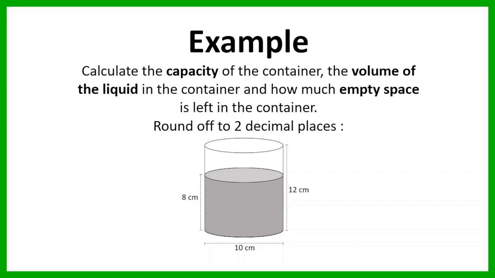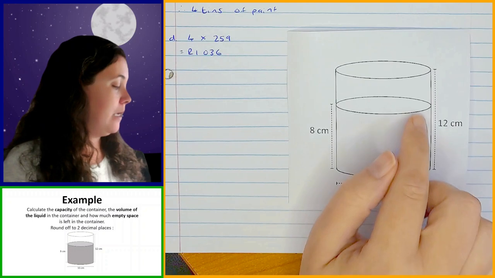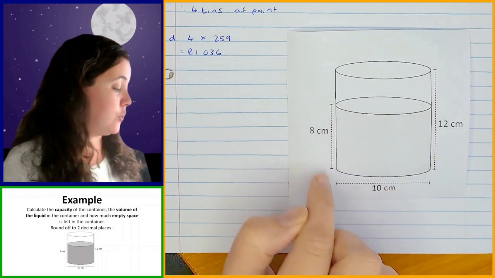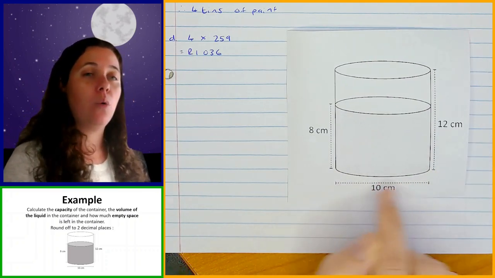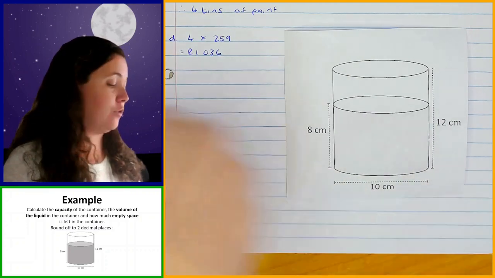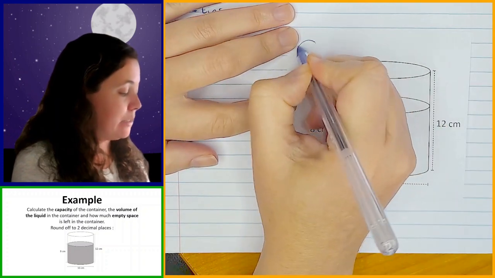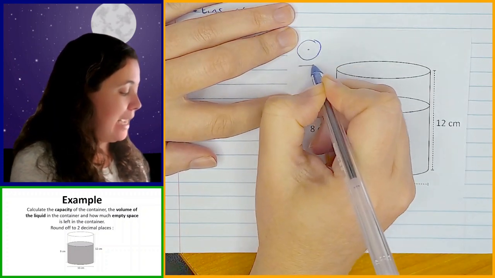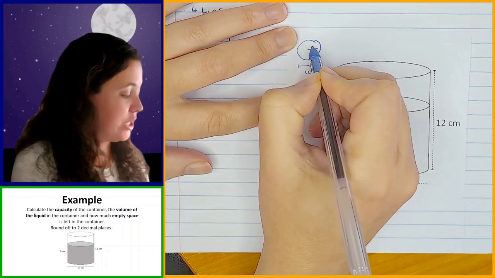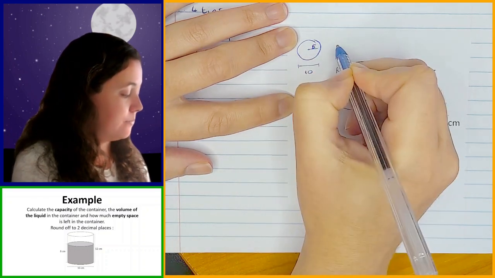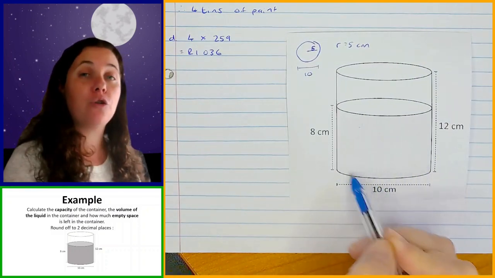So first of all, over here I've got my cylinder. It's got liquid in it up to 8 centimeters. The cylinder is 12 centimeters high, and it is 10 centimeters wide, like this. That's the diameter of the circle. Okay, so if we look at what our base shape would be for the cylinder, you can see that the base is going to be a circle. It's got a diameter of 10 centimeters, and that means that the radius is going to be 5 centimeters. Okay. So our base shape is going to be the circle over here.